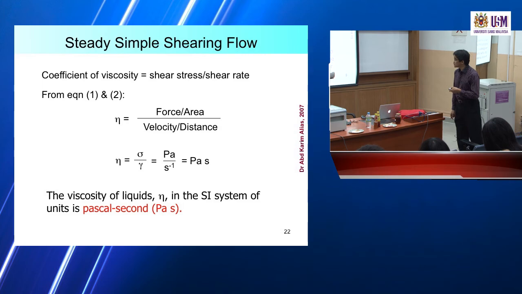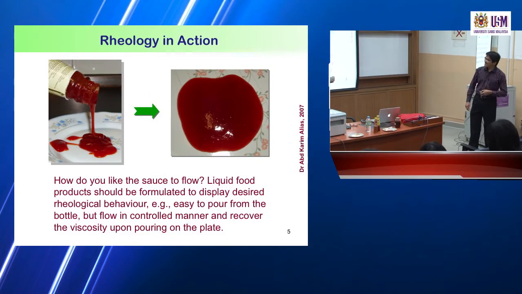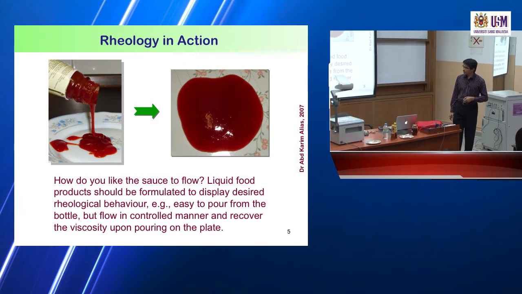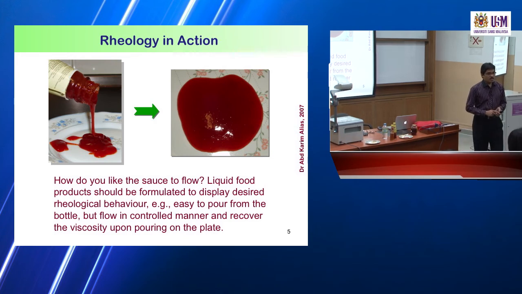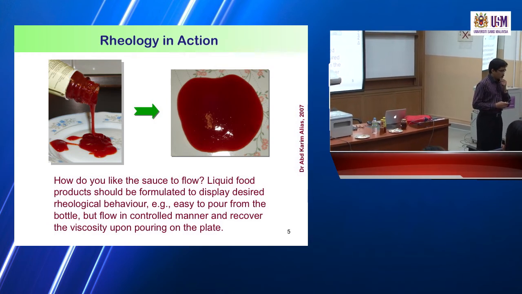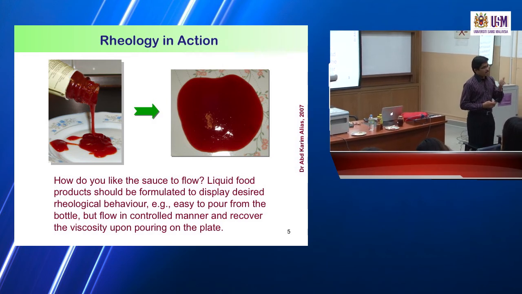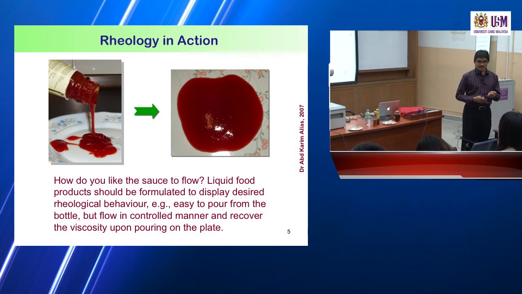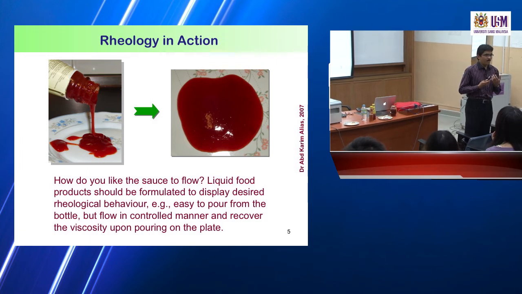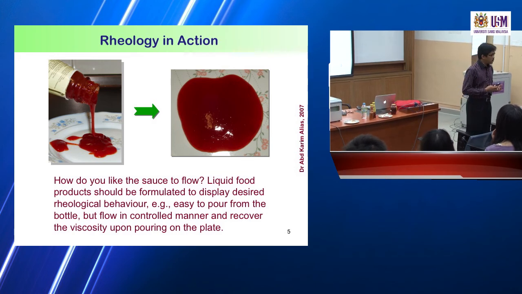Rheology in action. Just now Aziza has demonstrated nicely. So how do you like the sauce to flow? Liquid food products should be formulated to display desired rheological behavior. That's the job of food technologists. When we formulate the food, we think about what ingredients we want to use and what the function of those ingredients is. For example, if we add starch or hydrocolloid, it will give viscosity, a thickening property. It will make the product viscous. Different types of hydrocolloids and different types of starch, including modified starch, will give different viscosity, and therefore the product will flow differently. So it's all about flow behavior.